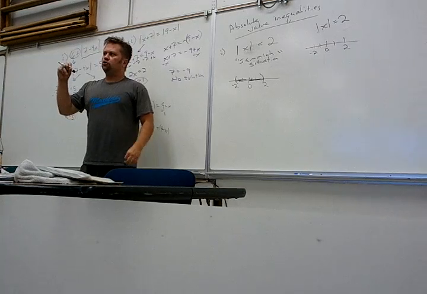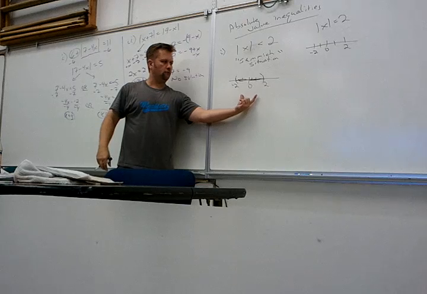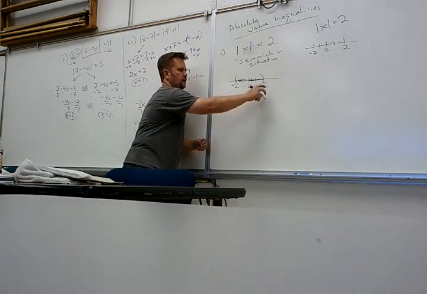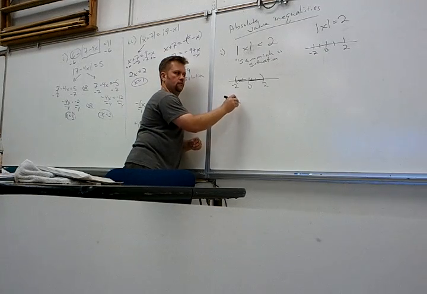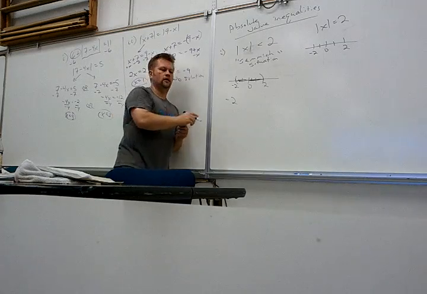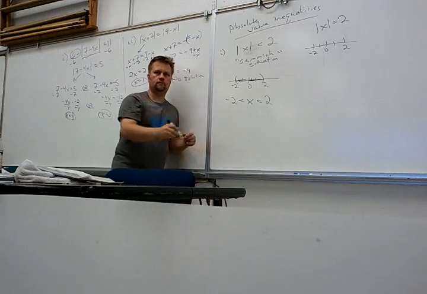Notice what that means you should be able to write this as. If you look at this picture, how would you write this in an inequality? Negative 2, not interval notation. Negative 2 is less than 2. Less than x. Oh. Less than 2.